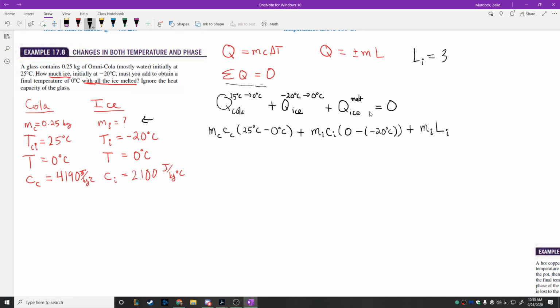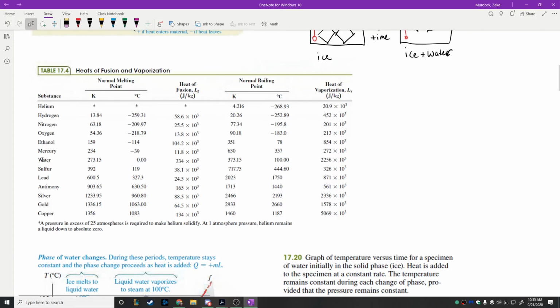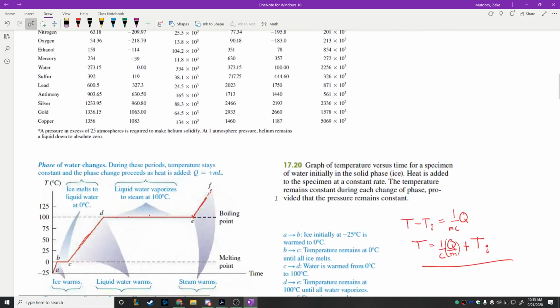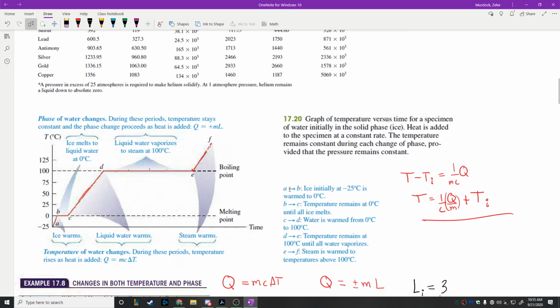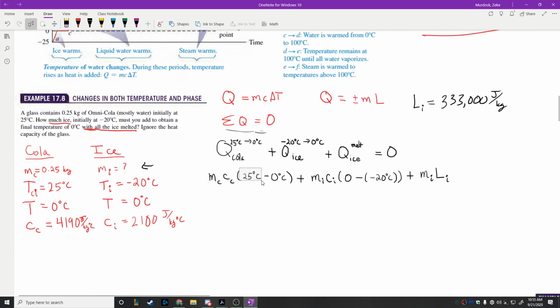It's like 3. You guys are all saying I did something wrong, and I'll check it in just one second. Let me just look this up real quick. Where's ice? Water. Fusion, 333 times 10 to the third. All right, you guys are right. We're going from 25 degrees Celsius to 0 degrees Celsius, so I've inverted that. That's exactly right. Thank you guys so much. Appreciate that.